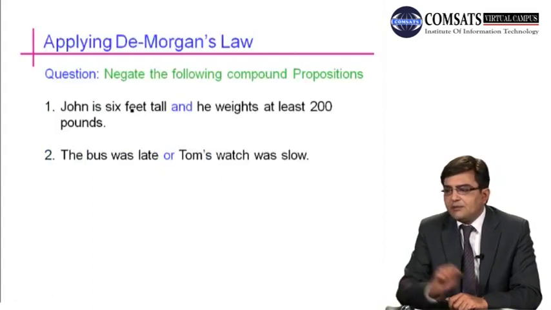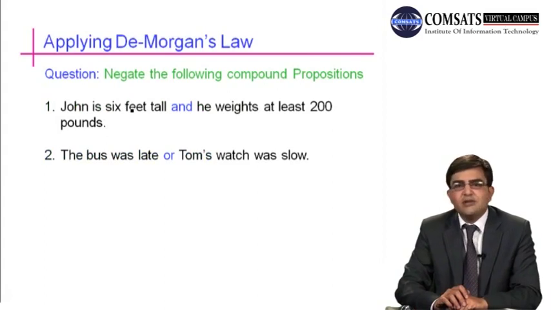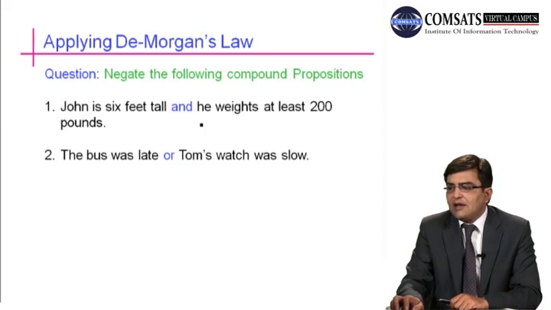For example, how can we negate the following compound proposition by using De Morgan's laws? The first example is: John is 6 feet tall and he weighs at least 200 pounds. Here we can see that we have two propositions. The first proposition is John is 6 feet tall, then there is the sign of conjunction, and the second proposition is he weighs at least 200 pounds.